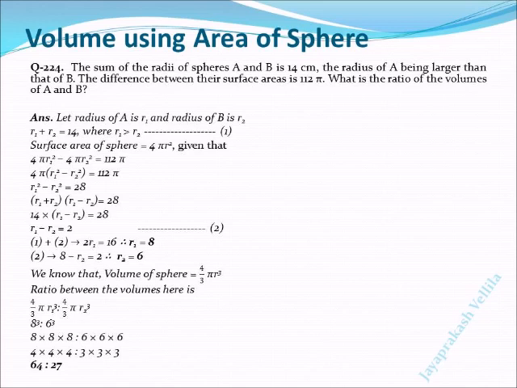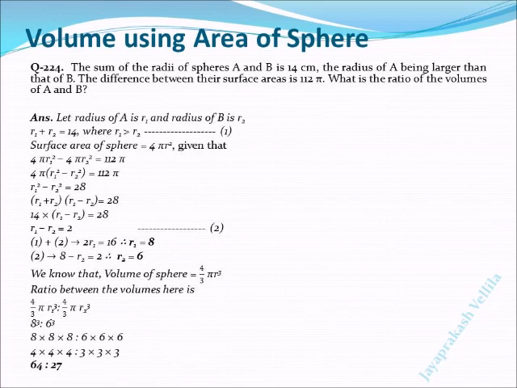Now we have got the radii of A and B. Next, we are asked to find out the ratio of the volumes of A and B. We know volume of sphere equal to 4 by 3 pi r cube. Therefore, ratio between the volumes here is 4 by 3 pi r1 cube is to 4 by 3 pi r2 cube. On both sides there are 4 by 3 pi that can be cancelled. We get r1 cube is to r2 cube.